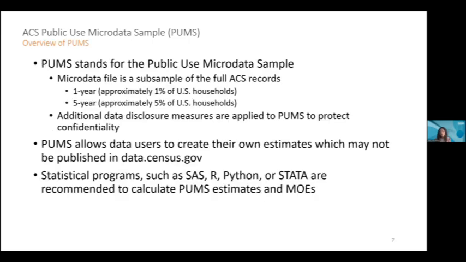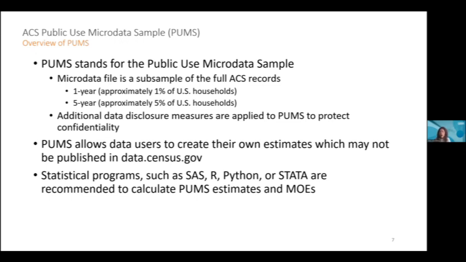So again, when I say PUMS, I am referring to the Public Use Microdata Sample. ACS data products are released about 1 year after the data are collected, and the PUMS is a publicly available subsample of ACS records. The 1-year PUMS estimates are a subsample of data collected over a calendar year, 12 months, and they constitute approximately 1% of US households. Whereas the 5-year PUMS combines data collected over 60 months or 5 years, and they constitute approximately 5% of all US households.